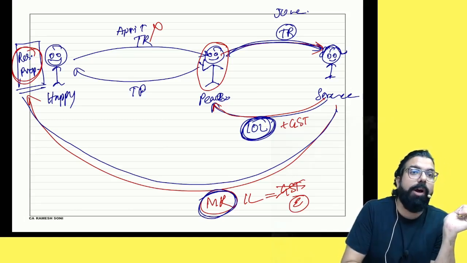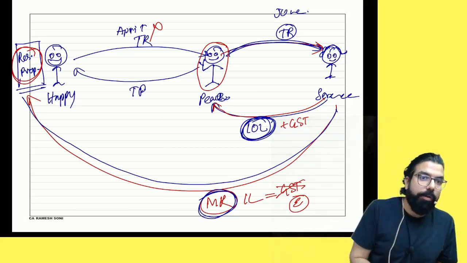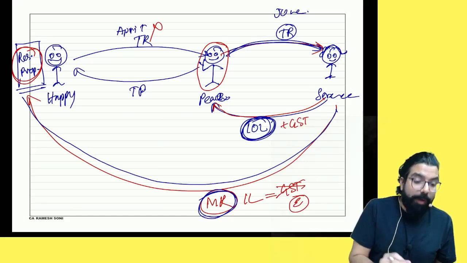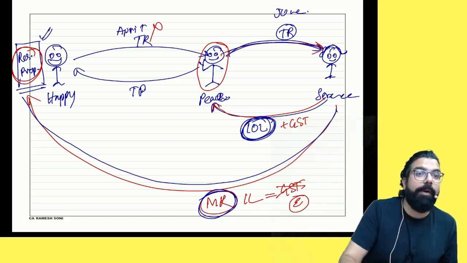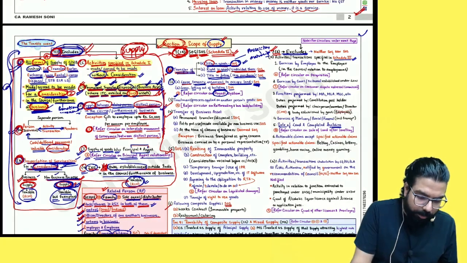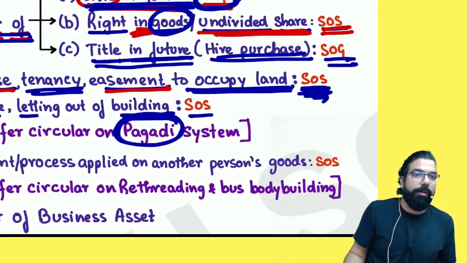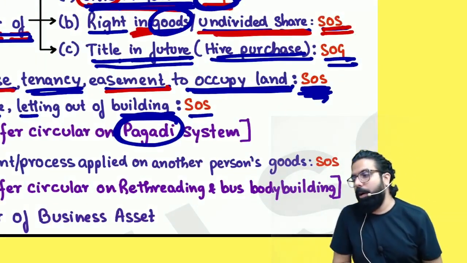Tenancy right. I am talking about house ka rent. Which one? This one? No. We are talking about residential property, not partnership firm. We are talking about goods. Clear? Can we go ahead, everyone? Next.